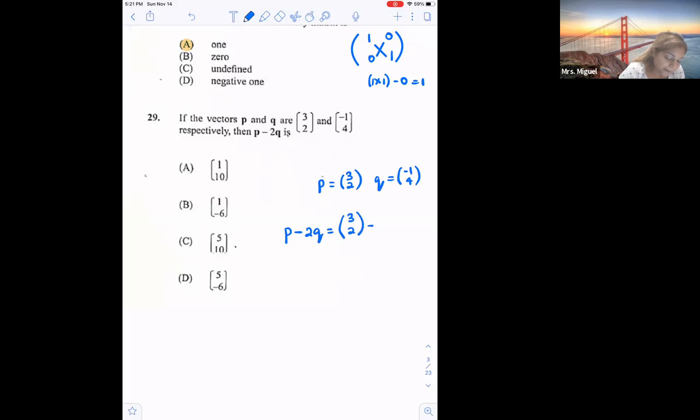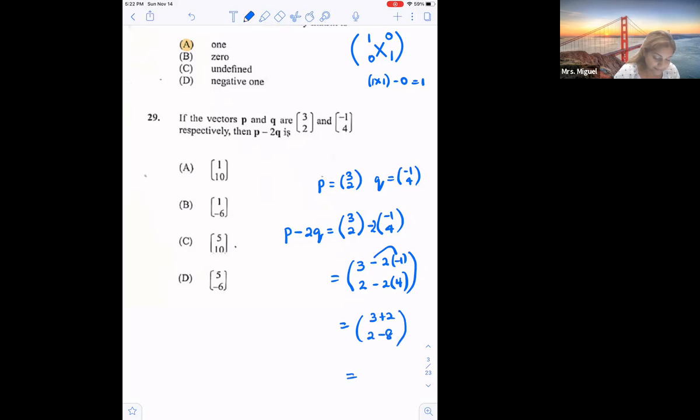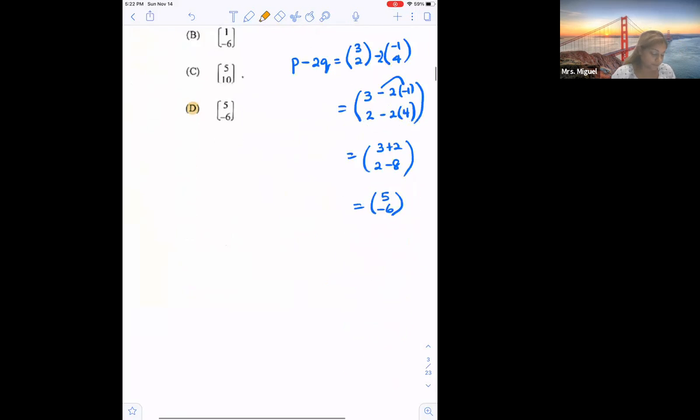3, 2 minus 2 by -1, 4. So this is 3 minus 2 by -1 and 2 minus 2 by 4. So these two signs will merge and give me a positive. So 3 plus 2 is 5 and 2 minus 8 is -6. 5, -6. All right, so when you get some time, try. The questions were posted for you and the answers will be posted too. So you try and do it on your own as well.